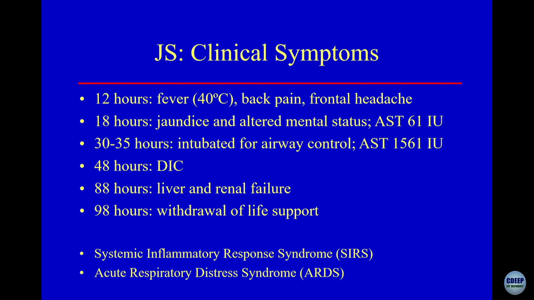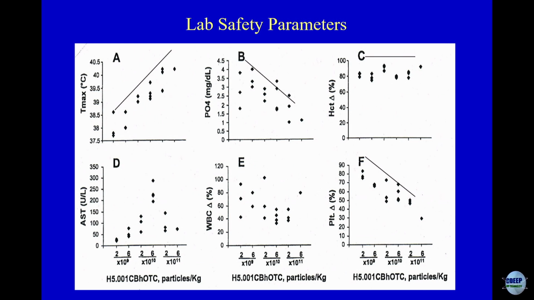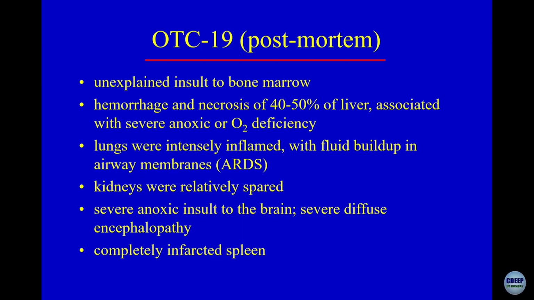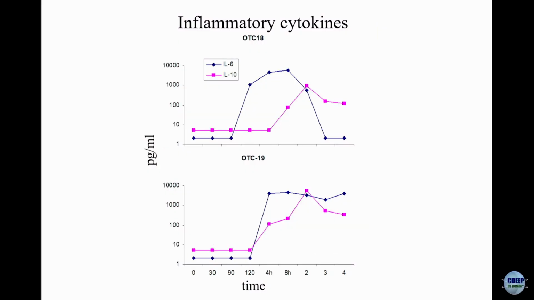So what happened? Why did he die? And this is a huge study in the field of gene therapy. A lot of clinical parameters and lab safety parameters were deteriorating. His post-mortem showed that his bone marrow was involved, and a lot of things would happen just as expected from a surgery. What happened was he got this massive cytokine storm.